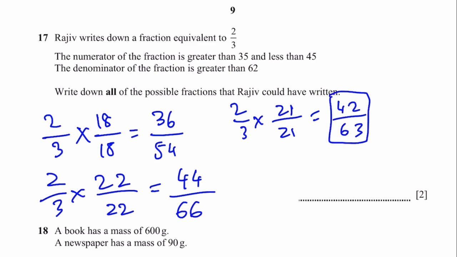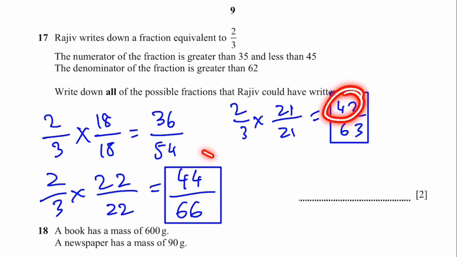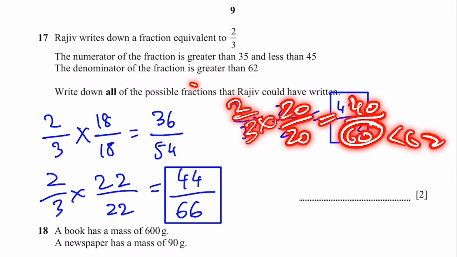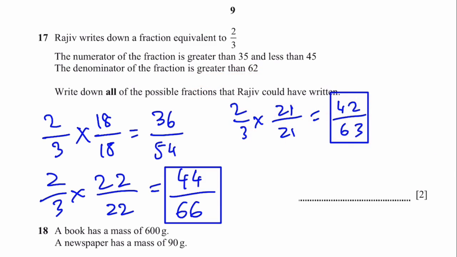And actually, if you calculate it, these two are the only two which satisfy both conditions. The numerator is greater than 35 and less than 45. That's true. And the denominator is greater than 62. That's true as well. If you go to the previous one, 2 by 3 into 20 by 20, that'll be 40 by 60. And this is less than 62. It doesn't satisfy that. That's why it's only these two: 42 by 63 and 44 by 66. That's the answer.